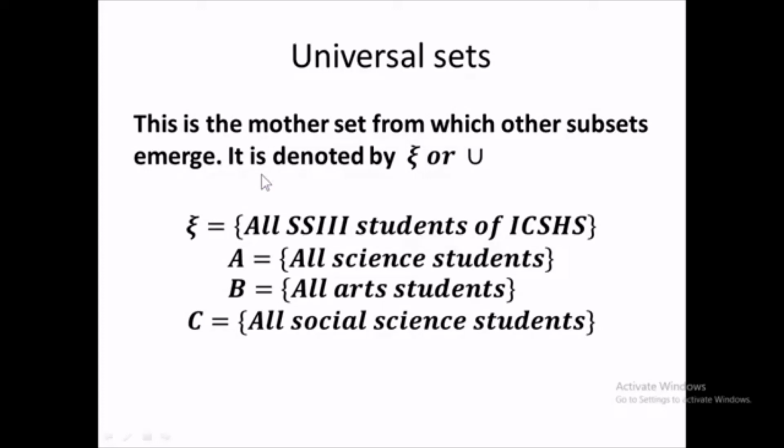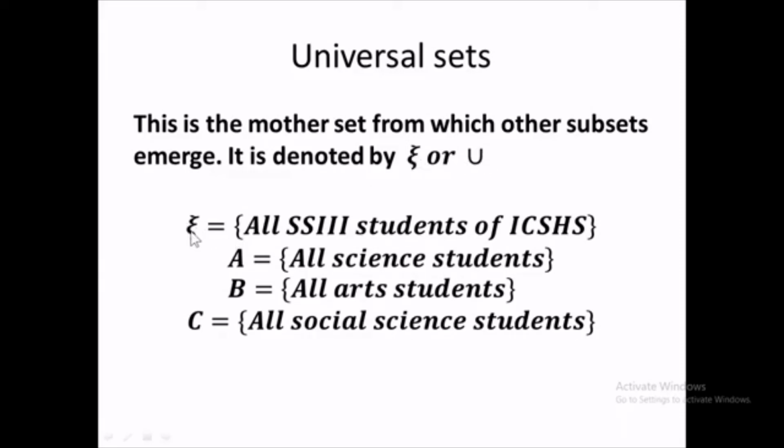Let's say I have set A, and I have sets B and C. Set A stands for the universal set, while B and C are subsets of the universal set. It means the elements of sets B and C are also in set A. That means set A is the universal set of sets B and C. This is the model set from which other subsets emerge. We denote the universal set using U, an elongated U, or this Greek symbol.